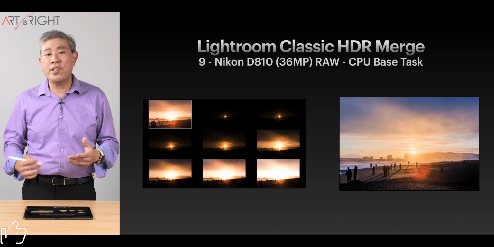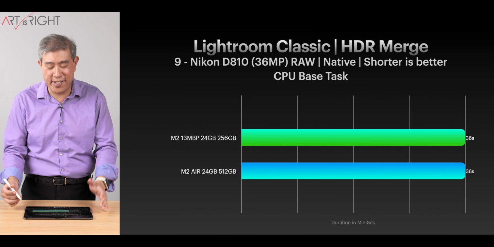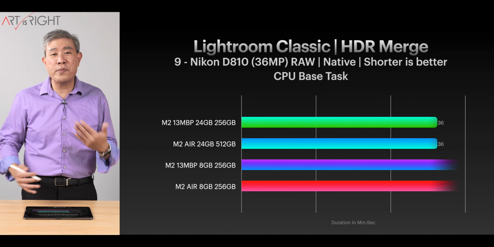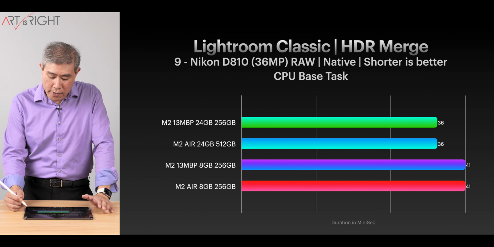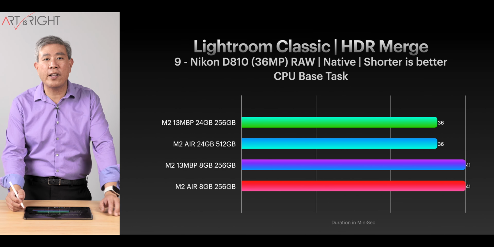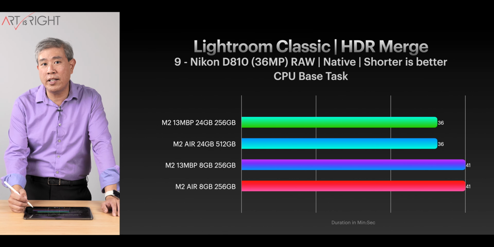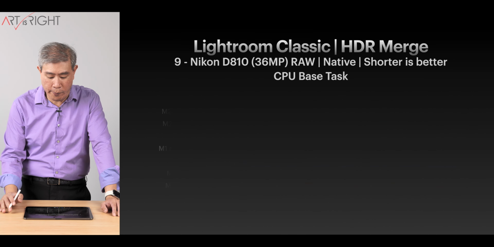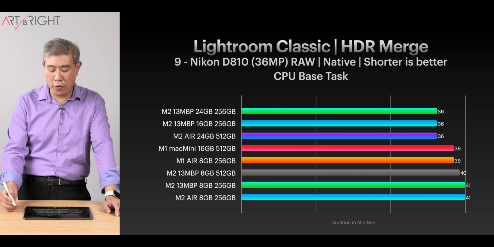Let's take a look at HDR Merge. Timing on this is going to be very similar to each other at 36 seconds. When we throw other machines into the mix, you can see that the 8GB one does take slightly longer, by probably around 5 seconds or so. Not a big deal, but you get the idea. Between the Pro and the Air, performance is about the same. Throwing all the other machines into the mix, you get a pretty good idea of the performance spread.